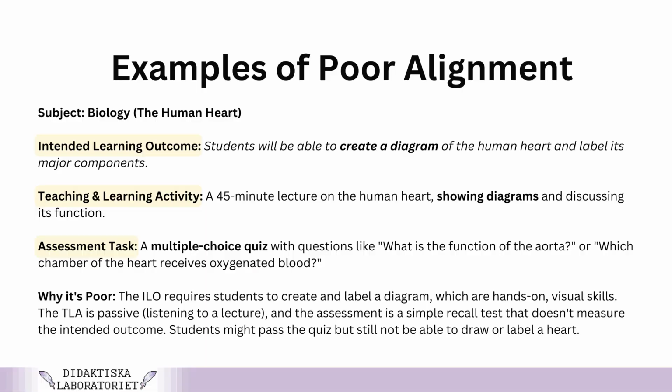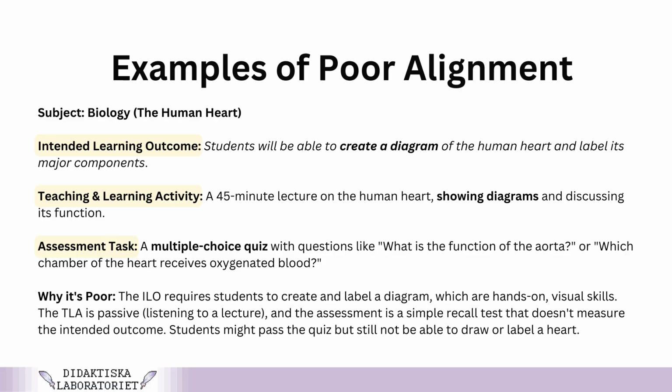Now here we have an example of what poor alignment could look like. In this case, we have the subject of biology and the focus is the human heart. The intended learning outcome is that students will be able to create a diagram of the human heart and label its major components. The teaching and the learning activities are that I, as the teacher, could, for example, hold a 45-minute lecture on the human heart.